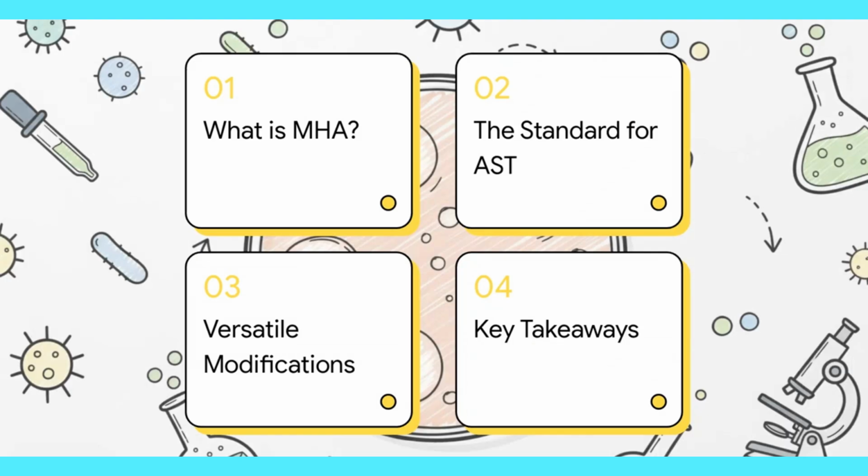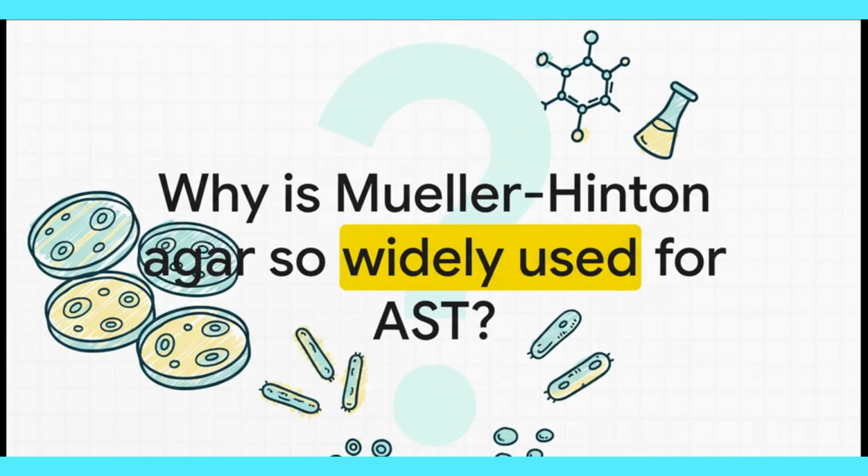So here's how we're going to break it down. First, we'll cover what Mueller Hinton Agar actually is. Then we'll dig into why it's the go-to standard for testing. After that, we'll check out its super versatile modifications, and we'll wrap it all up with the key takeaways. And that really brings us to the big question for today, right? Why this specific agar? Out of all the options, what makes Mueller Hinton the #1 choice for labs all over the world when they're running these critical antimicrobial susceptibility tests, or AST?